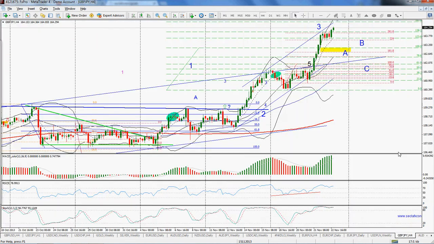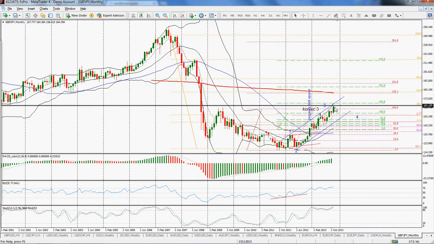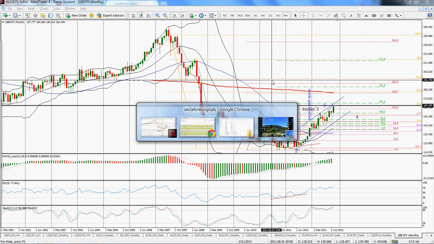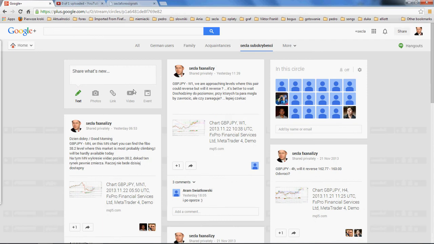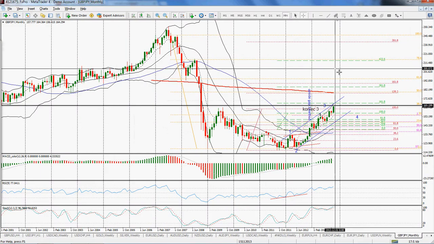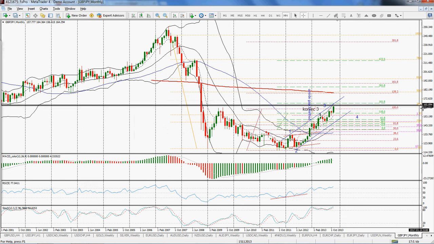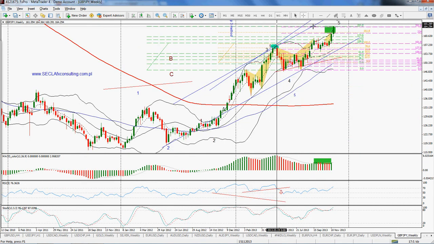Good. Great Britain pound, Japanese yen monthly, a strong candle. I have already shown it on my Google Plus account, so you can see. You can have a look at this as well, because I publish some comments on the current situation on the forex market on this Google Plus account, and we are approaching this 88.2 level, and the market may reverse here as well. So, and on the weekly, we've got a new high.